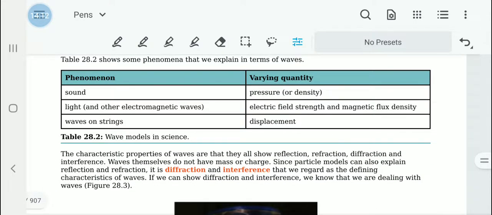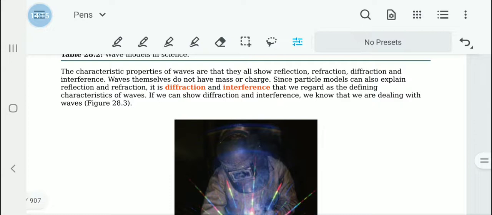Then draw table 28.2. You will understand it better when you do that. Then write down: all waves show reflection, refraction, diffraction, and interference. Particle models can also explain reflection and refraction. However, diffraction and interference are characteristic of waves.